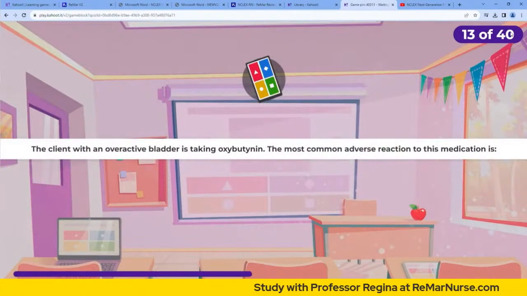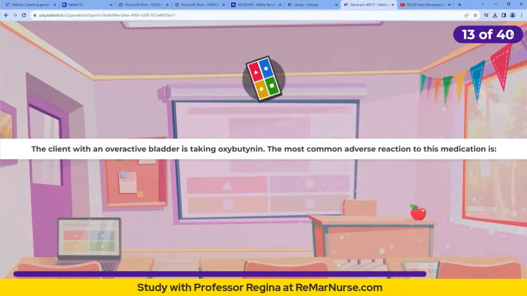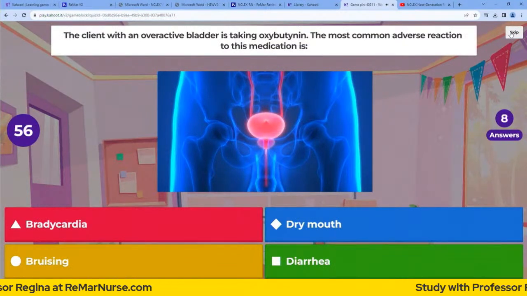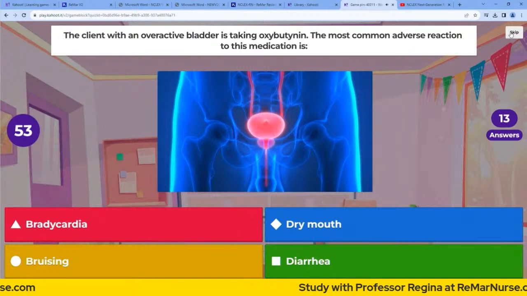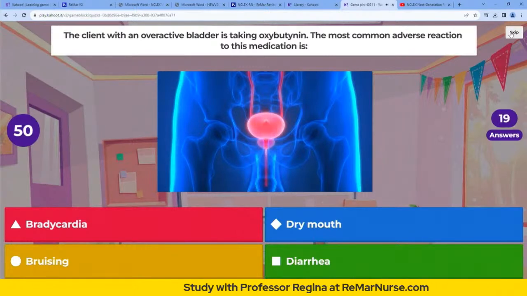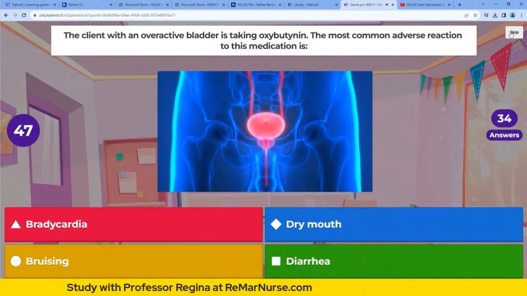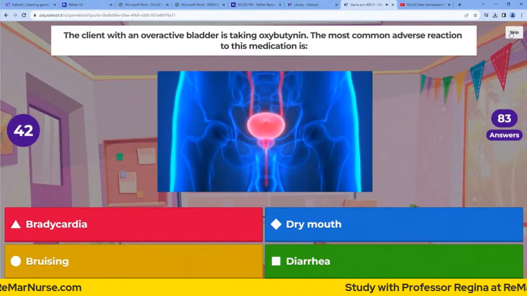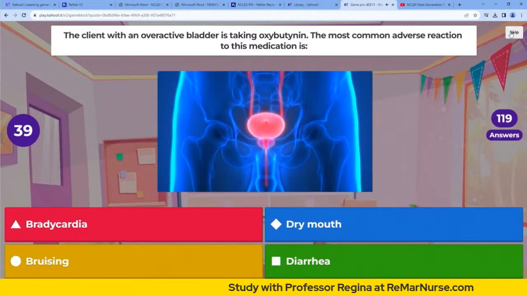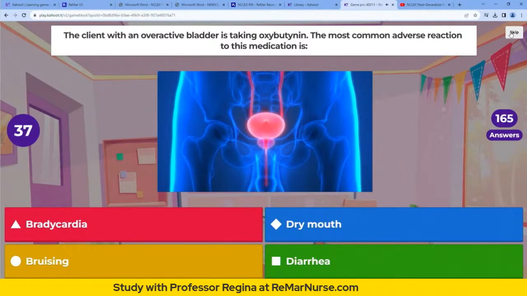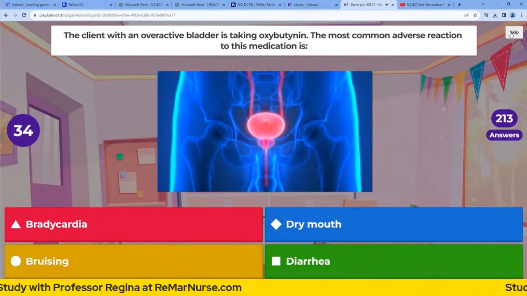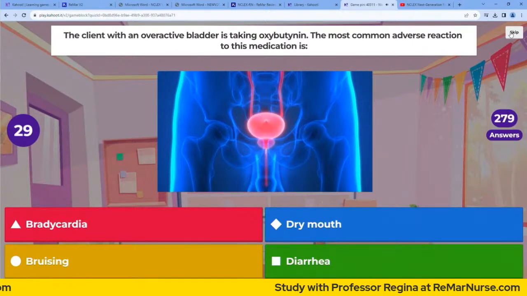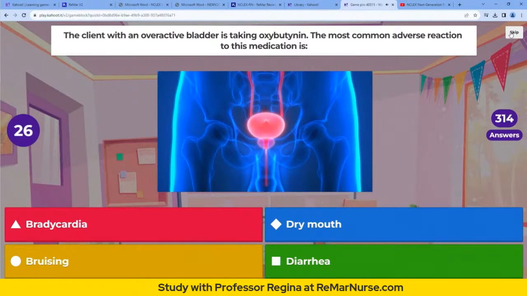The client with an overactive bladder is taking oxybutynin. What is the most common adverse reaction to taking this medication? Bradycardia, red. Bruising, yellow. Dry mouth, blue. Or diarrhea. We went over something similar during, I think it might've been a Winnie Wednesday. What do you guys know about this medication or this overactive bladder condition? Because that'll help you too.